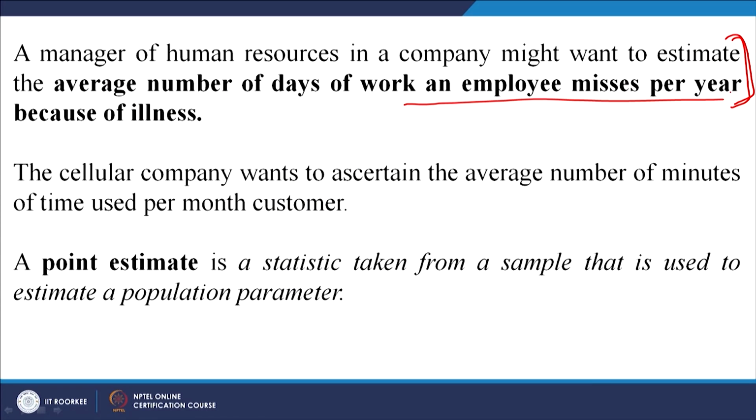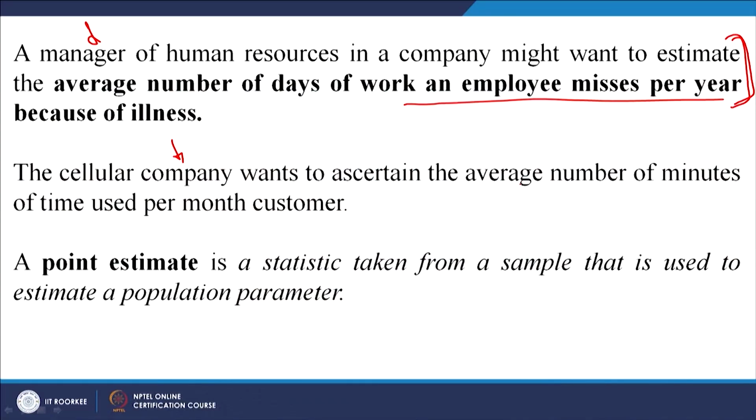In fact, there are two types of estimates. You have the point estimate and the other one is the interval estimate. Whatever we have seen in these examples, we just calculated point estimation. A point estimate is something wherein you have just one number. For example, the cellular company wants to ascertain the average number of minutes, and for simplicity, the answer is 120 minutes. This is just one number, so this is known as a point estimate. Of course, it is a statistic taken from a sample, which we use to estimate the population parameter.